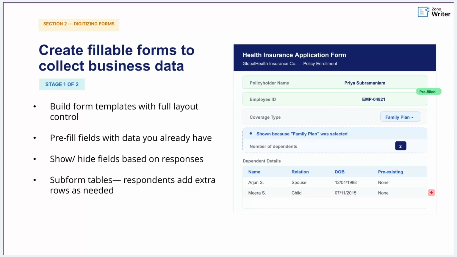Once the fields are in, you can pre-fill the bits you already know, like the employee name or client details, so the person filling the form only has to complete what's missing. You can make the form feel smart by using conditional fields. You can show or hide questions based on the previous answers so the form stays clean and relevant for each person. And if you need repeating rows, like multiple products in an order or multiple dependents in your insurance form, you add a subform table so people can add as many entries as they need while you still get nicely structured data from your side.